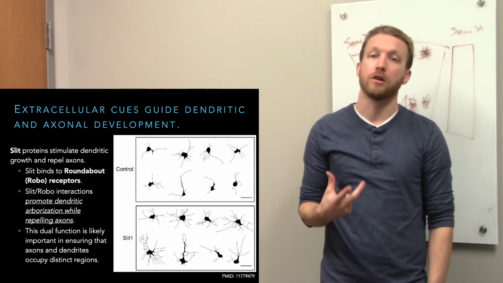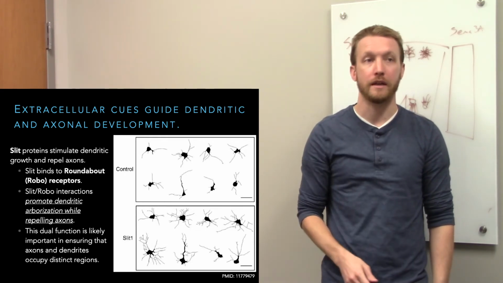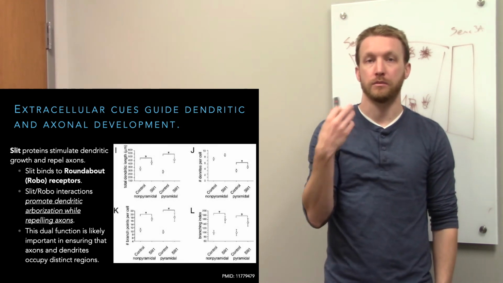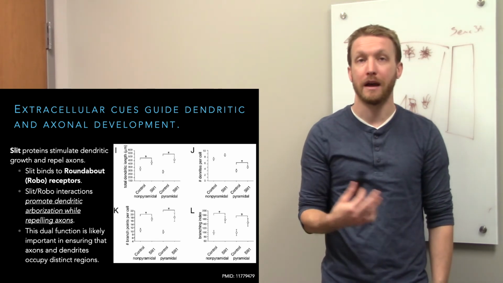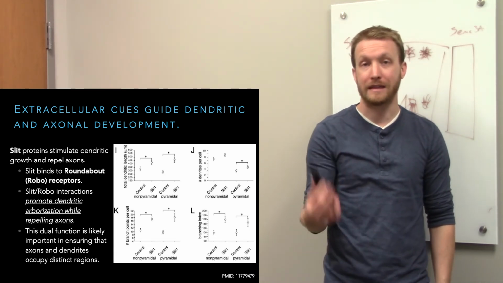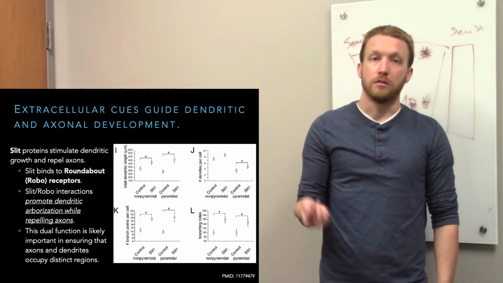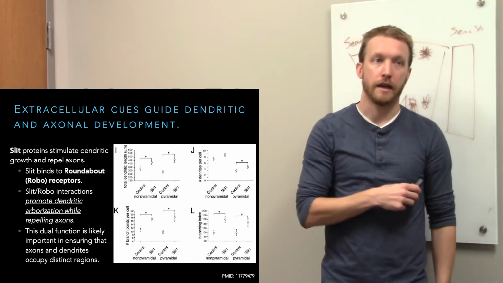So what this does is cause cells to grow their dendrites in one area and grow their axon away from that area. When you apply slit, regardless of whether it's a pyramidal cell or a stellate cell, you see an increase in the amount of dendrite in terms of length, branch points. So you increase complexity. You use the same gradient to grow your dendrites and push your axon away.